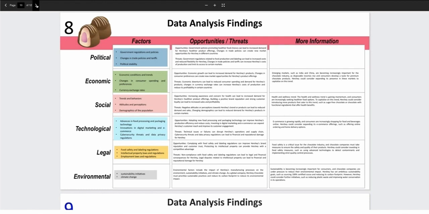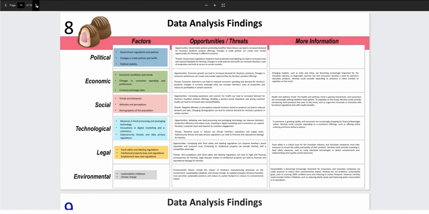Changes in currency exchange rate can increase Hershey's cost of production and reduce its profitability in certain countries. Then you will need to add more information about your findings.